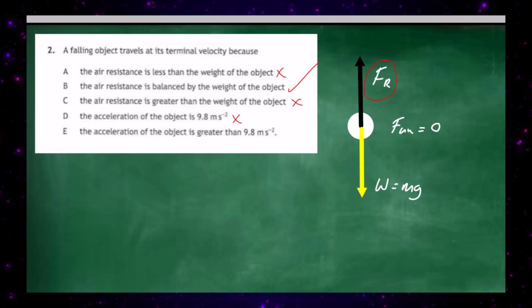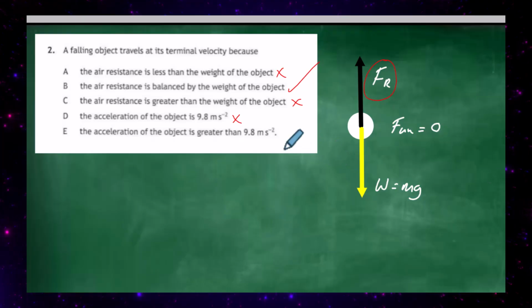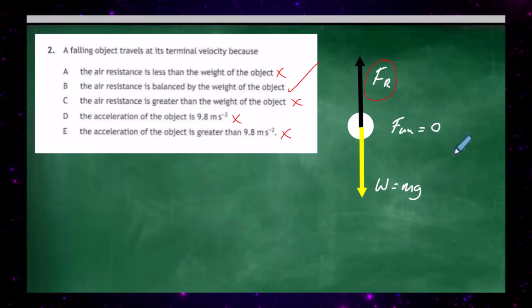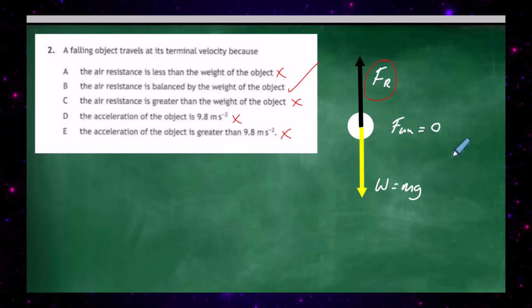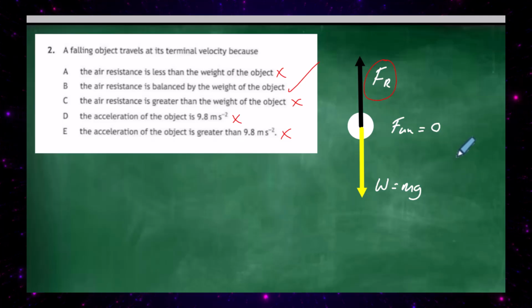The acceleration of the object is greater than 9.8 metres per second every second. Once again, the answer is wrong because in this case we've got the two forces balanced at terminal velocity. Unbalanced force equals 0, no acceleration. The object will be moving downwards with a constant velocity.